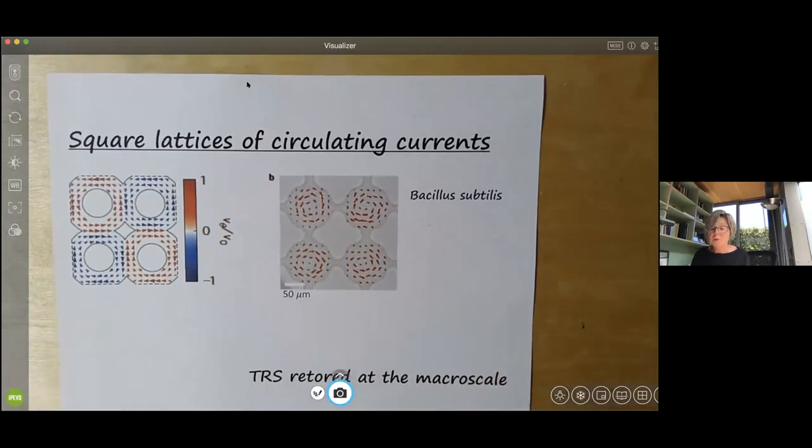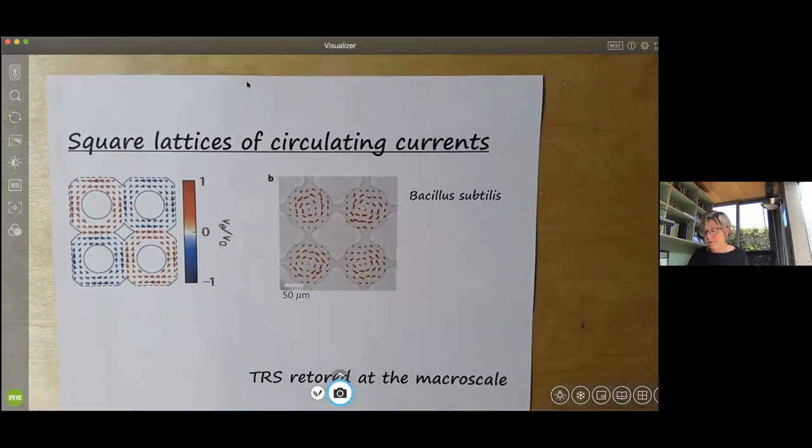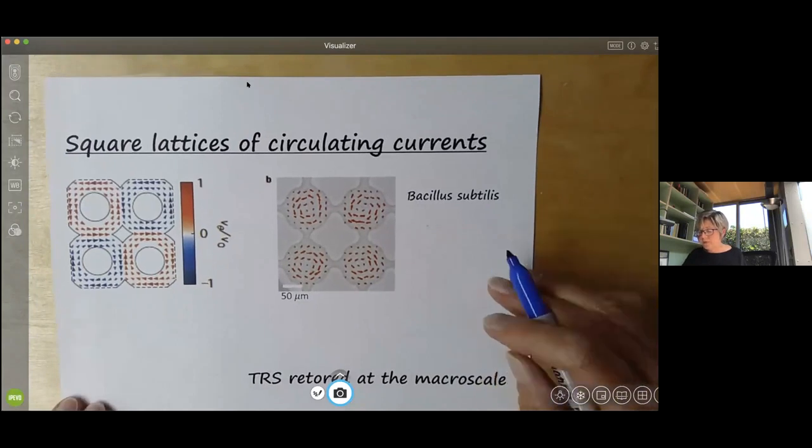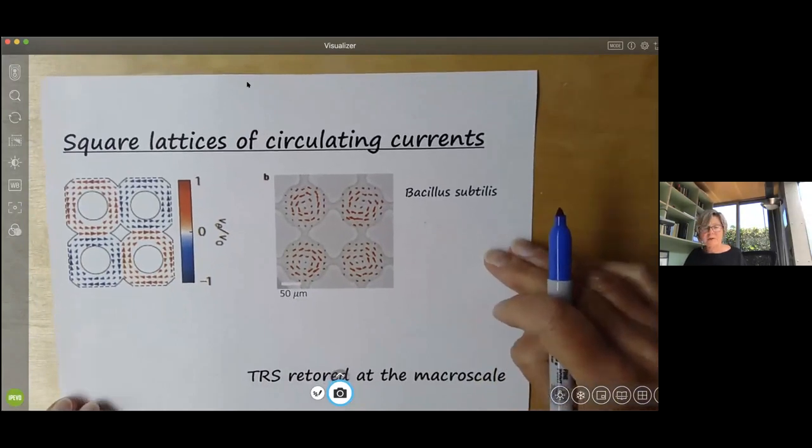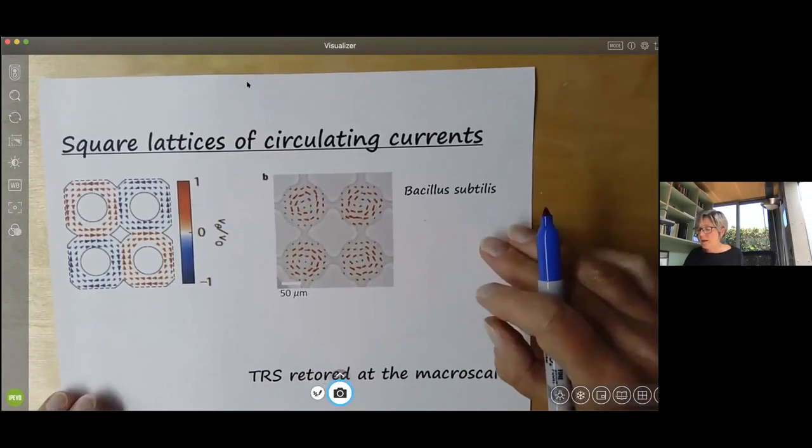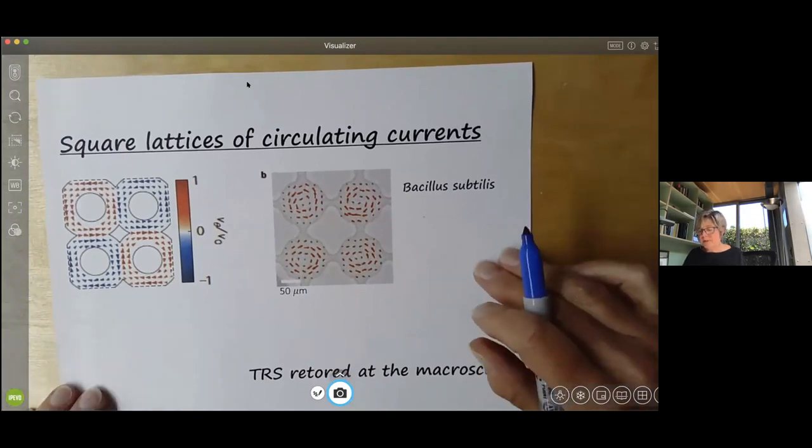So, that was work done with Mark Bowick, who is here at KITP, and a very good student, Suraj Shankar, who is now at Harvard. Let's consider a different example.